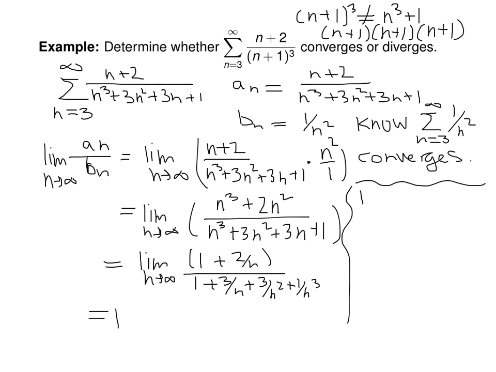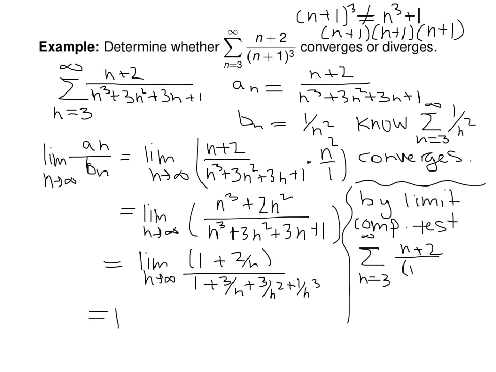And so then, by the limit comparison test, the sum from n equals 3 to infinity of n plus 2 over n plus 1 cubed is going to converge.